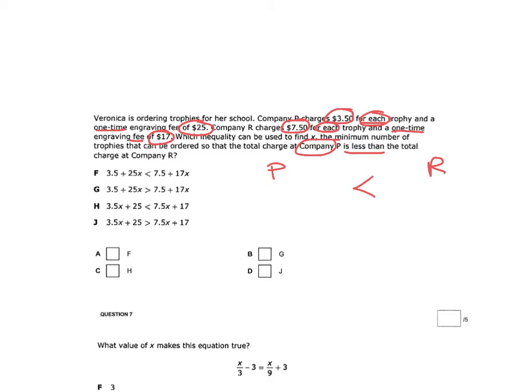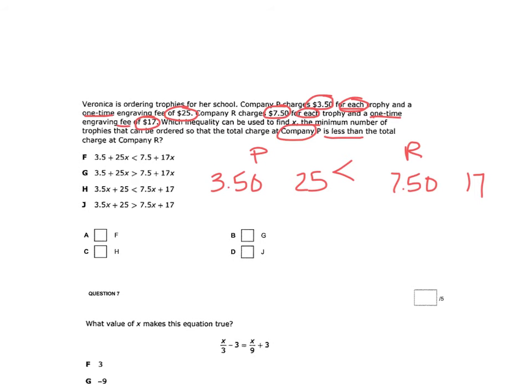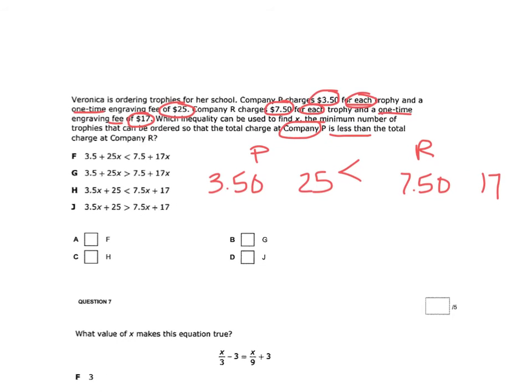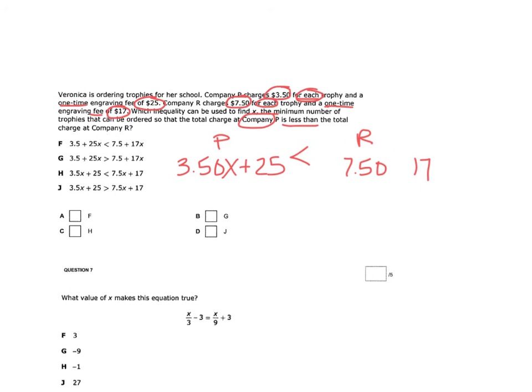Okay, so first of all, I need to see that $3.50 and 25 are on the same side of the inequality sign. And with R, it should be $7.50 and 17 together. So far, that's what it looks like, so I can't eliminate anything from that. Next, I need to see where the variable should go. That's where those keywords come in: each, per, every. It said $3.50 for each, so that means my $3.50 should have a variable on it. And we're adding those together because that's what the charge was. Same for $7.50. It said $7.50 for each.